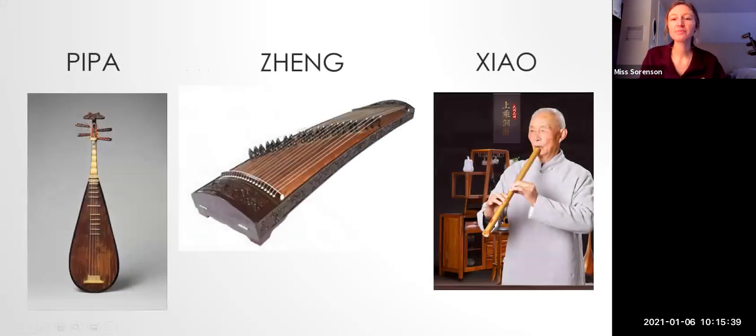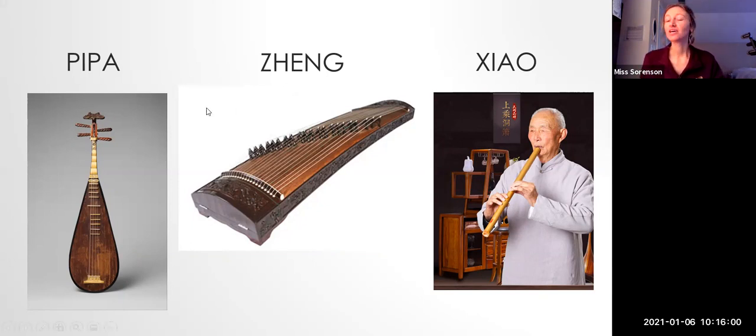These are the 3 instruments we just heard. So the first one was the pipa, and this is a 4-stringed lute. And a lute is similar to a guitar in the way that we play it, the way we hold it and strum it. We hold a pick in our right hand and strum the strings. So this is a pipa.